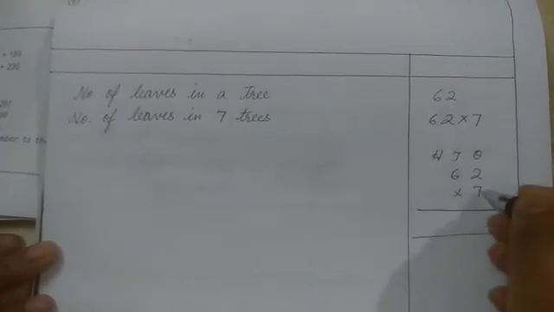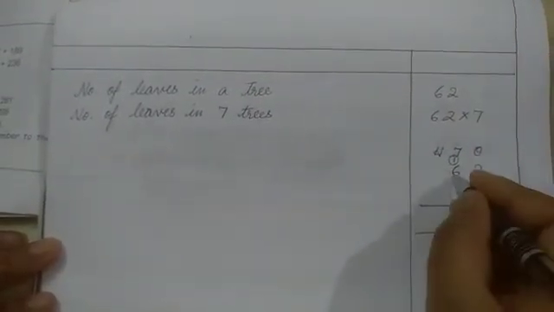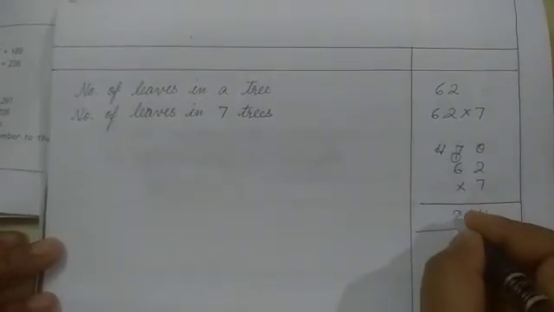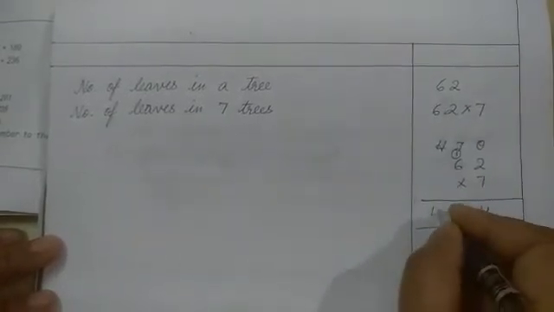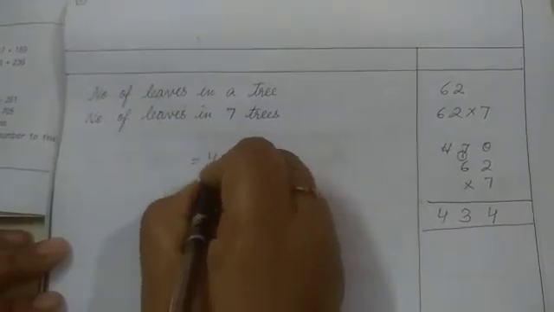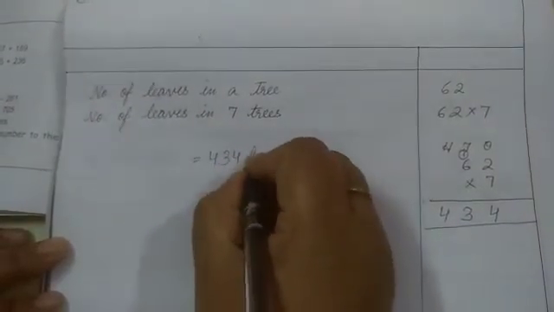Now you have to multiply it. 7 2s are 14. So 4 we will write here, 1 will be carried. 7 6s are 42, plus 1 it will come as 43. So 3 below tens place and 4 below hundreds place. So what will be the answer? 434 leaves.